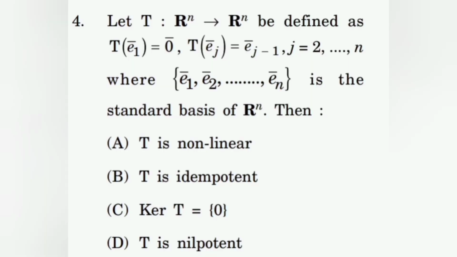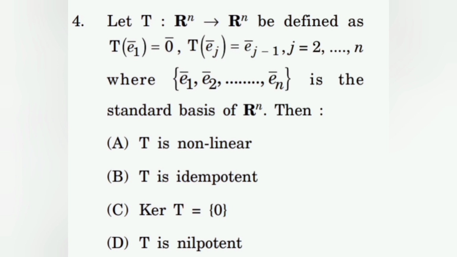This question is from SET examination. So the question is, let T from Rn to Rn be defined as T of E1 bar is equal to 0 bar, T of Ej bar is equal to Ej minus 1 bar, where j runs from 2, 3 and so on to n, where E1 bar, E2 bar and so on En bar is the standard basis of Rn, then question mark. Then we have 4 options.